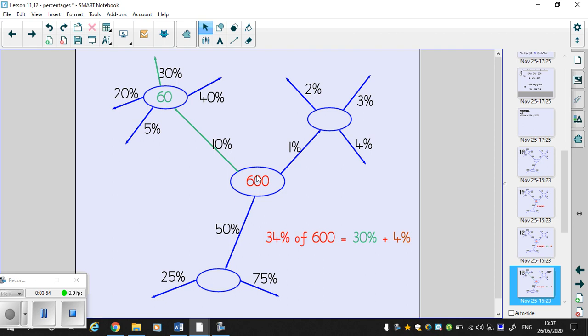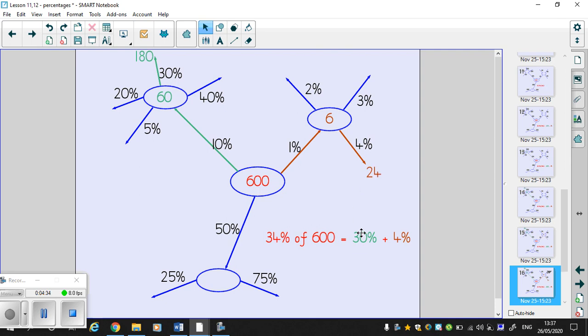Now 10% of 600 is 600 divided by 10, so we put the 60 in the circle. 3 lots of 60 will give us 30%, 180. So we've worked out our 30%. We now need to work out our 4%. We're going to change things to brown. Now to work out 4%, we're going to go up the 1% route. So first of all, we're going to work out 1% by dividing by 100. 600 divided by 100, giving us 6. And then to make our 4%, we're going to multiply that by 4 to give us 24.